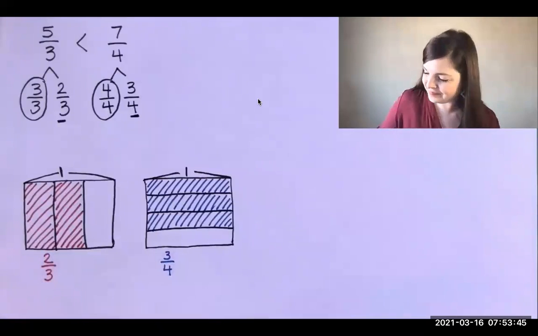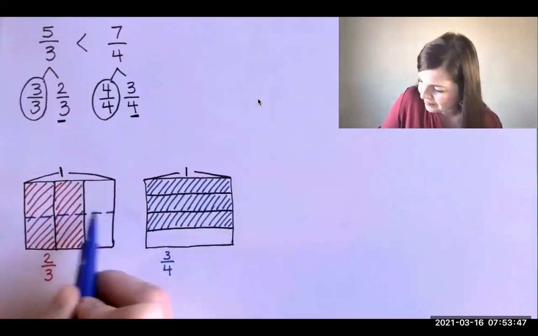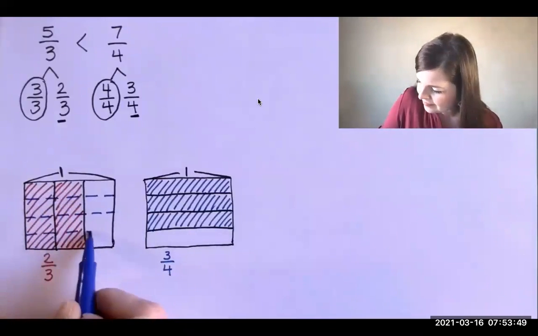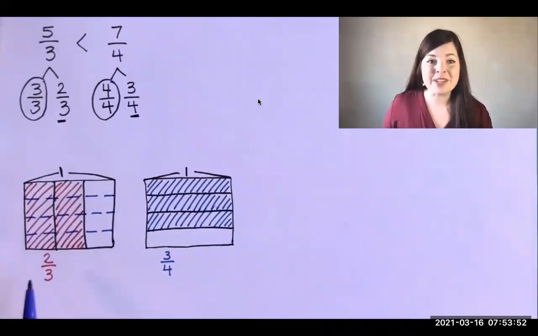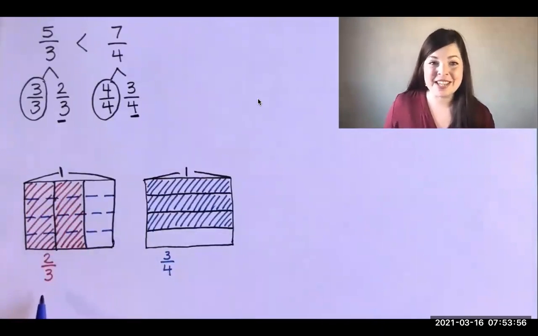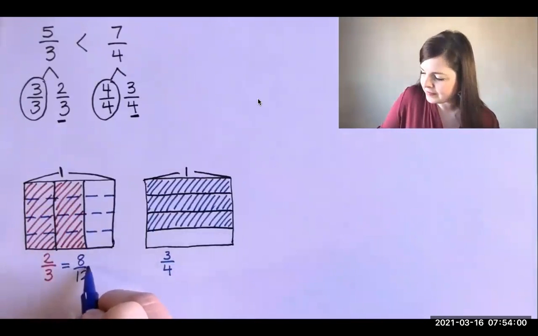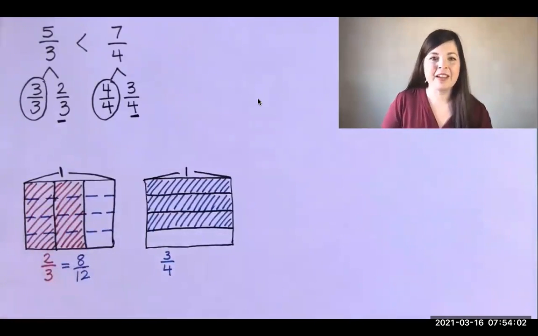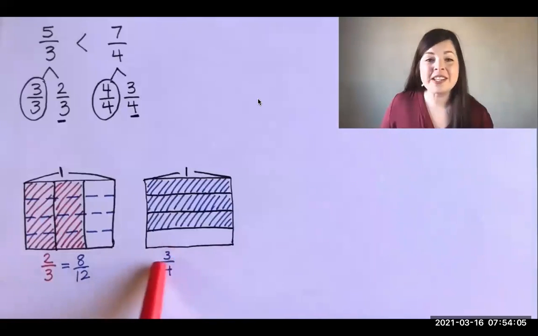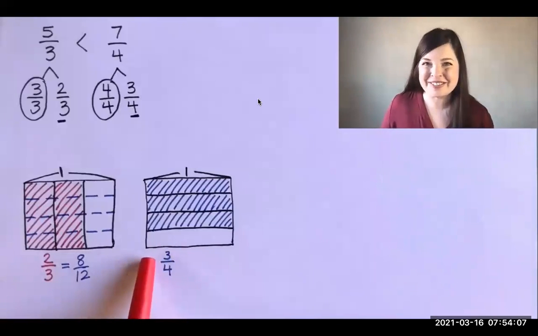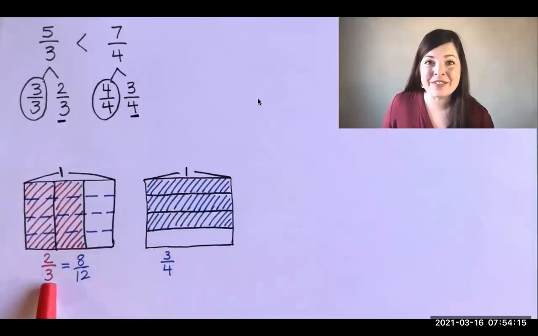Let's do it. What fraction can we see now is equivalent to 2/3? 2/3 equals 8/12. Okay, now what will we decompose our fourths into, and how do you know? We'll decompose our fourths into 3 equal parts because that's the unit in our other fraction.